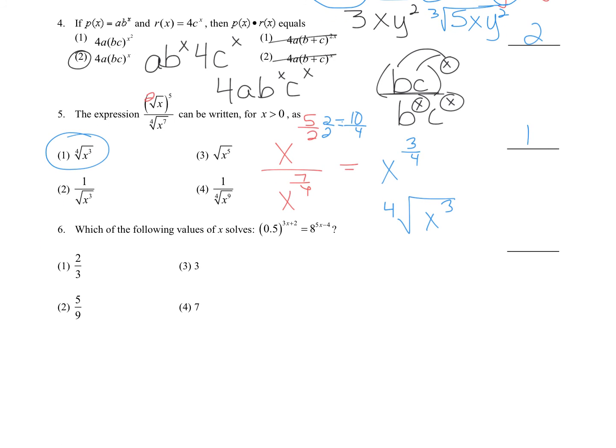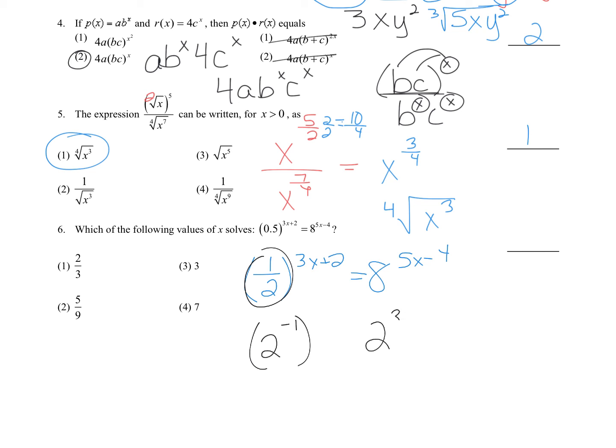The last question on this page has an equation to solve. We can make the bases the same, but first I'm going to rewrite 0.5 as 1/2. So 1/2 and 8 are both powers of 2. 1/2 is 2 to the negative 1. 8 is 2 to the third. Now I'm going to bring down the exponents that were already there. So basically here, if a power of 2 is equal to another power of 2, I can cross off the 2's and just solve with the exponents.